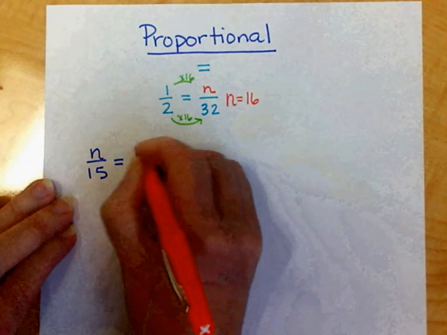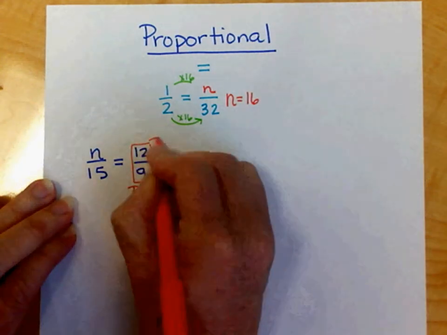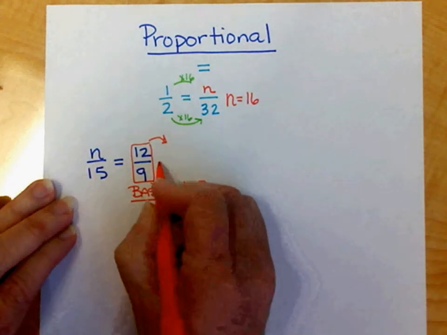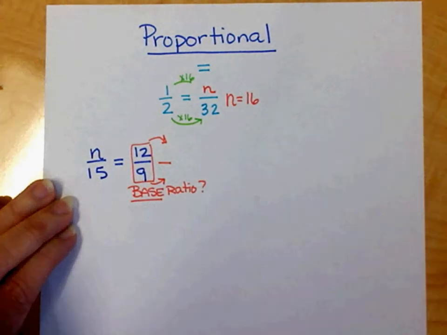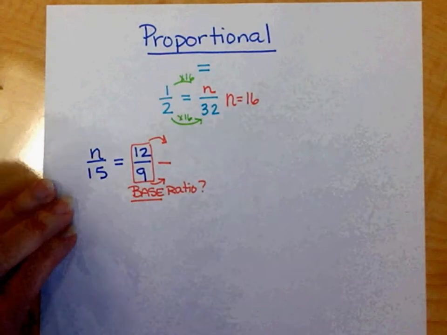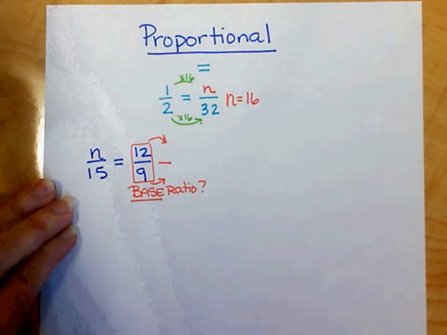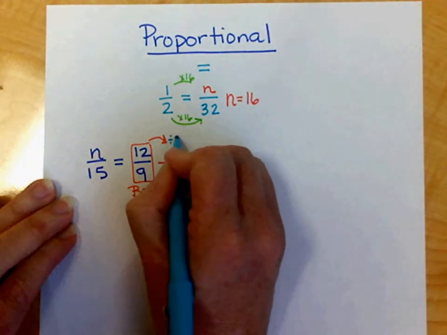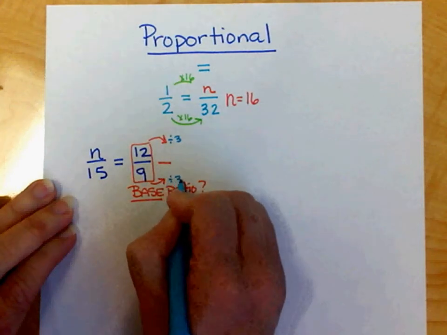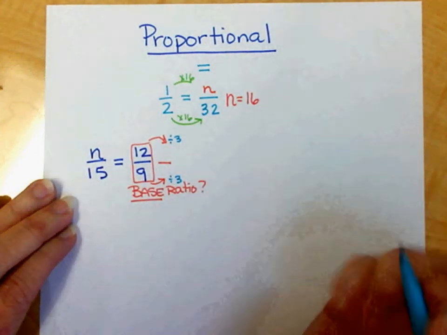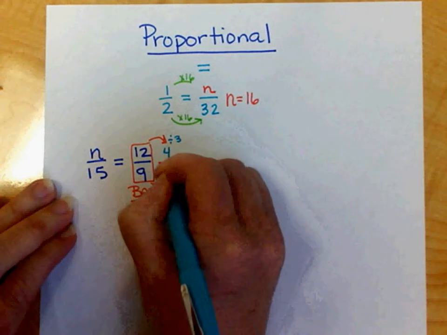If this is what I know, can I get it to go as low as it can go and find a base? The answer is yes. If I can divide by 3 on the top and divide by 3 on the bottom to reduce it, I would get 4 to 3.